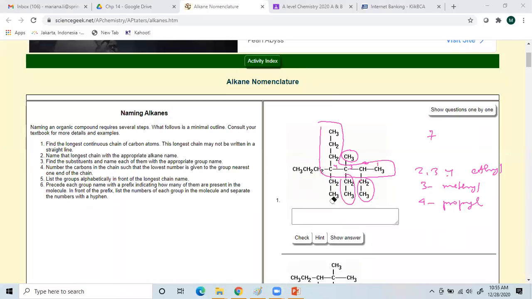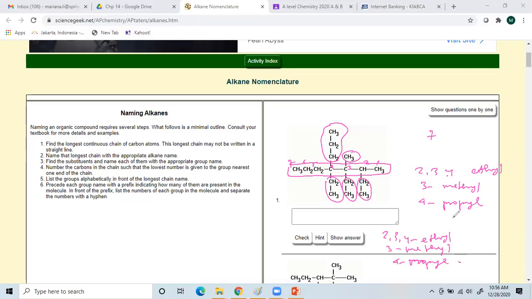If I choose this as the longest chain, okay? Let's see another way. I can also choose this as the longest chain. 1, 2, 3, 4, 5, 6, 7. Same, 7. But now, what are the branches that I have? For this, I will give numbers from 1, 2, 3, 4. 1, 2, 3, 4, 5, 6, 7. And I get 2 ethyl, 3 methyl, and 4 propyl as well. So exactly the same, right? So I can choose either the first direction or the second direction.